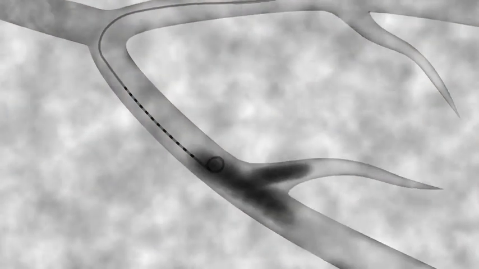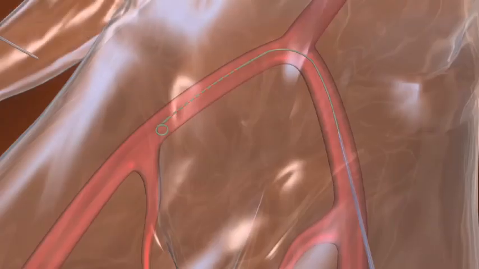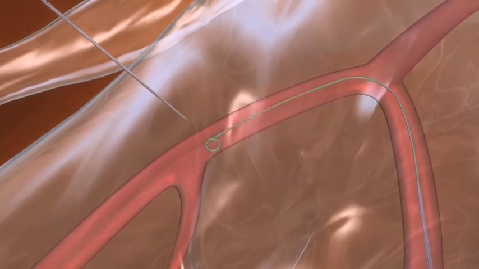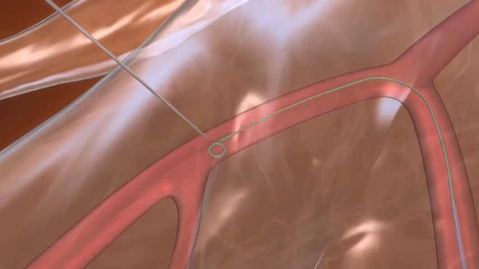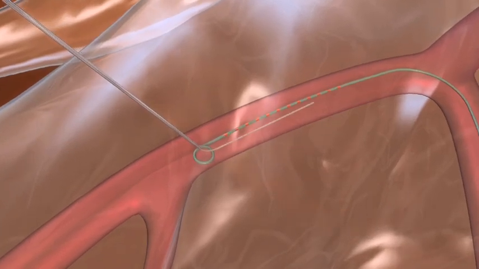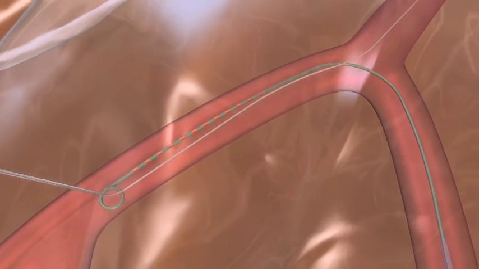Using contrast injections, isolate the access site and puncture the artery using a 18-gauge thin-wall needle. Note, it is important to puncture using a high degree of angulation to minimize skin-to-artery distance. Insert standard 035 J-tip guide wire through the needle and advance into the common femoral artery.